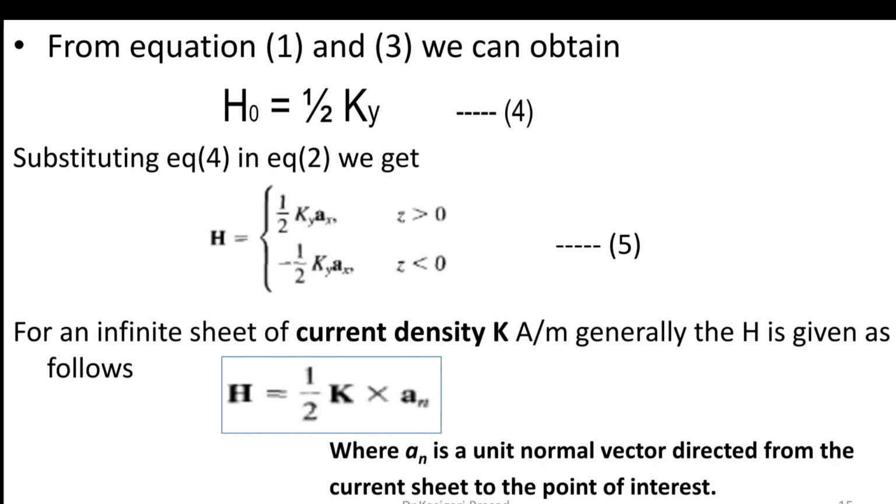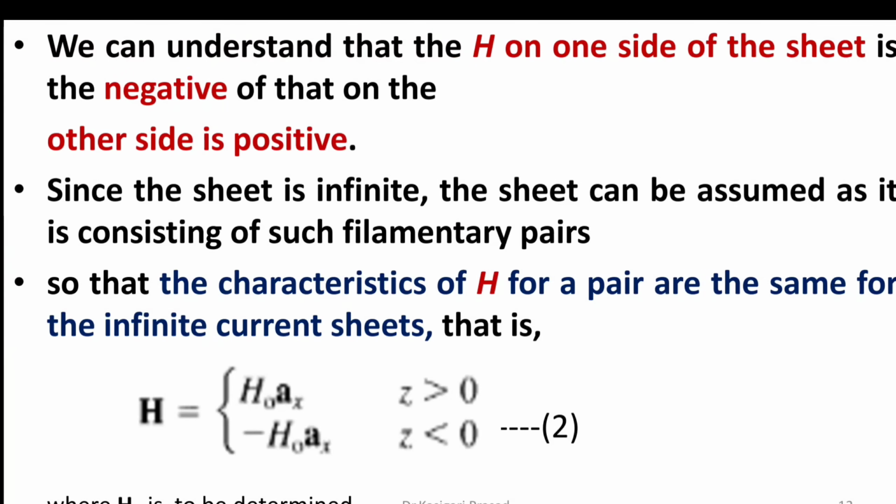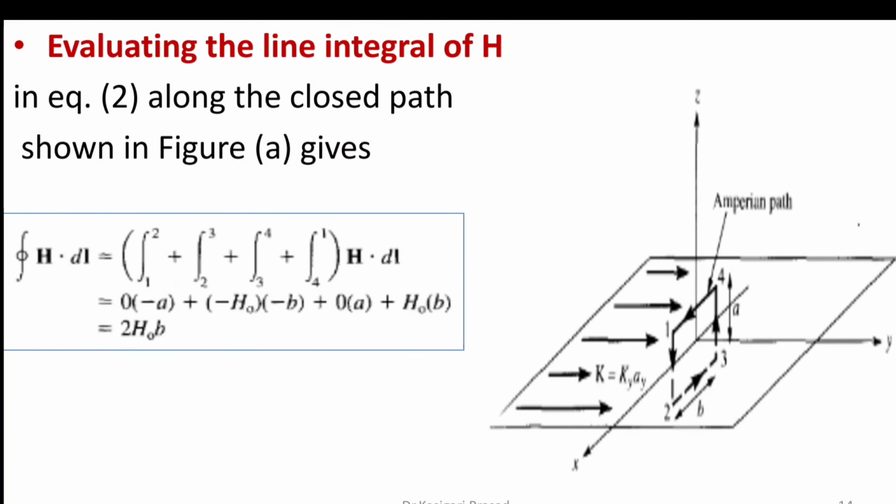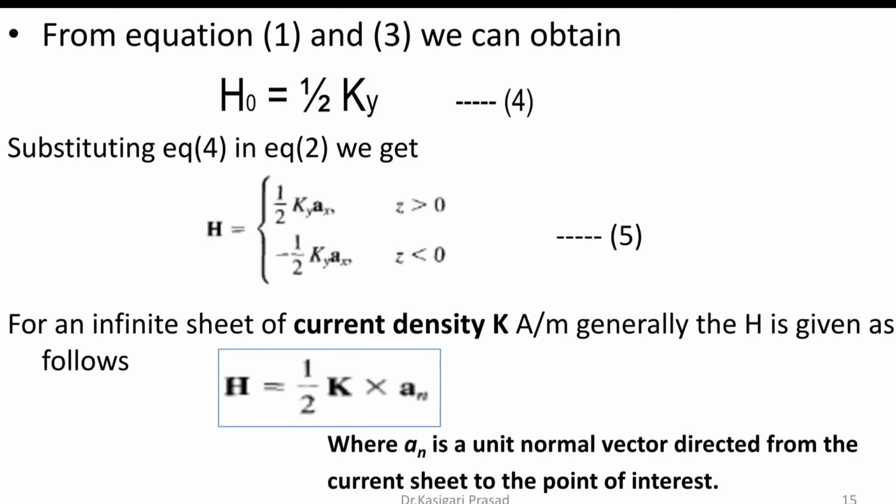So from equation 1 and equation 3, this is equation 3, we might have identified that h naught is equal to 1/2 of ky. Now substituting this fourth equation in the second equation, we write h is equal to integral 1/2 ky into ax for z greater than 0 minus 1/2 ky into ax for z less than 0.